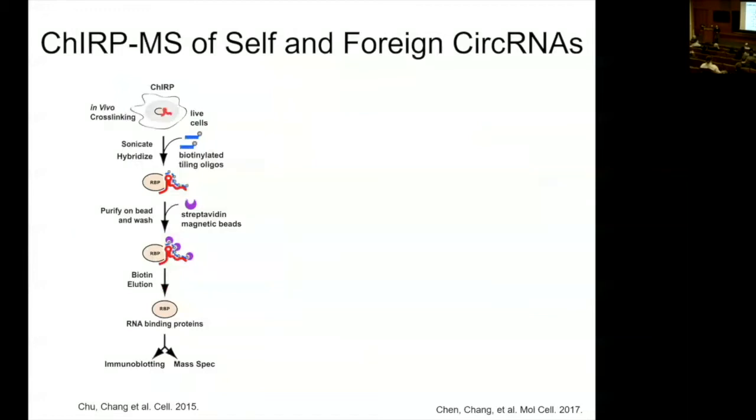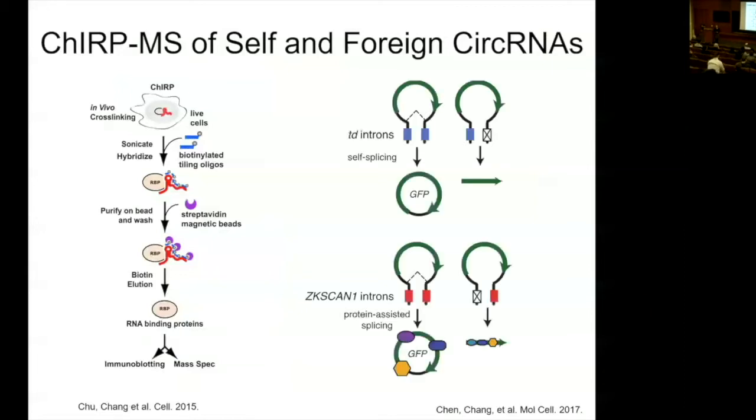And so to test this hypothesis, we performed an experiment using the comprehensive identification of RNA binding proteins by mass spectrometry, where we take live cells, we cross-link them, we use biotinylated silane oligos to enrich for our RNAs of interest. We can isolate that RNA with all of the proteins bound to it, and then identify the RNA binding proteins by mass spectrometry. So we took several different RNAs through this process. We took our foreign circular and linear RNAs through it, and then we also took an endogenous circular RNA through this process, but we made one change.